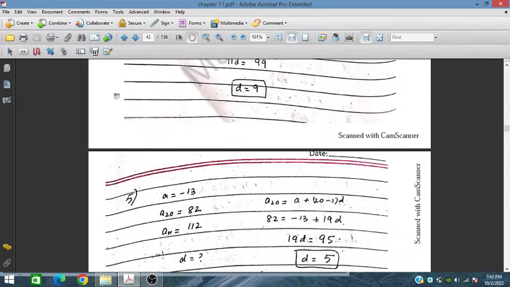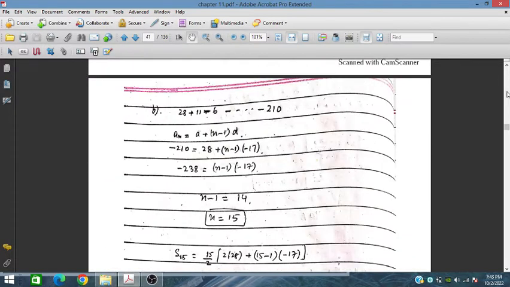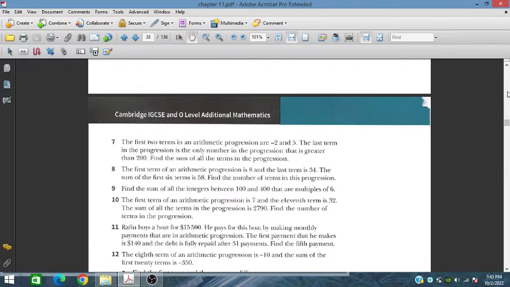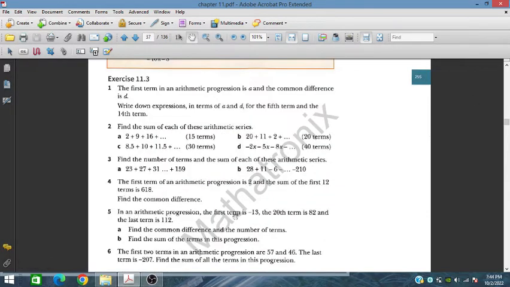So for the fifth problem, number 5, in an arithmetic progression the first term is minus 13, the 20th term is 82 and the last term is 1,000. Find the common difference and the number of terms, and find the sum of the terms in this progression.